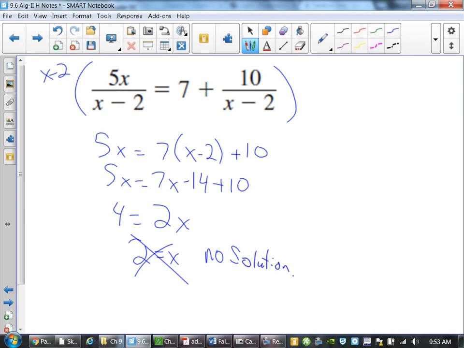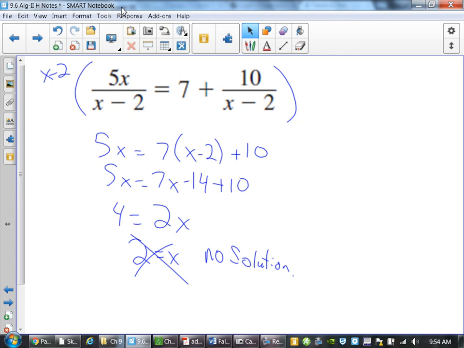Can you divide by 0 here? No, you can't divide by 0. So you get no solution because you can't divide by 0.